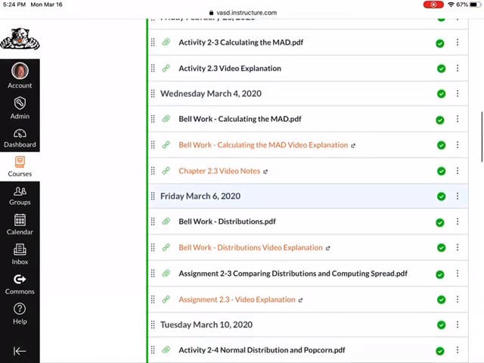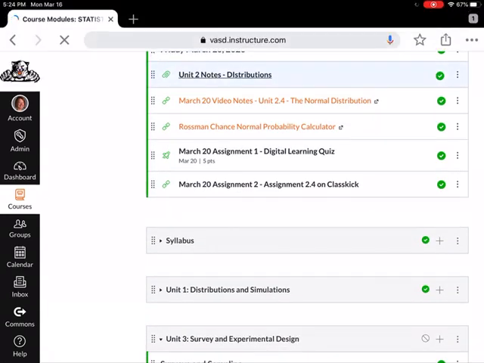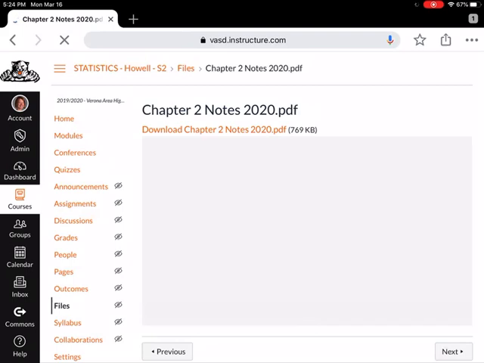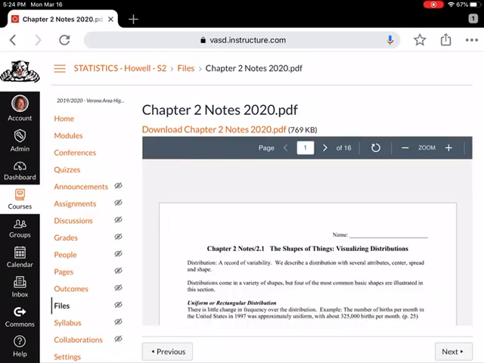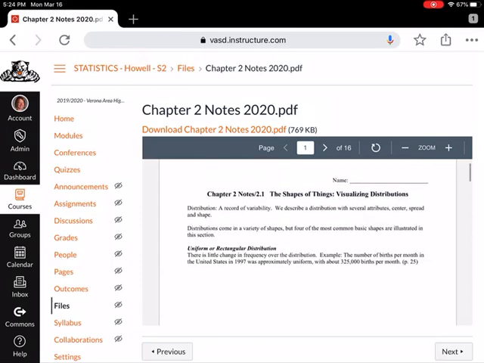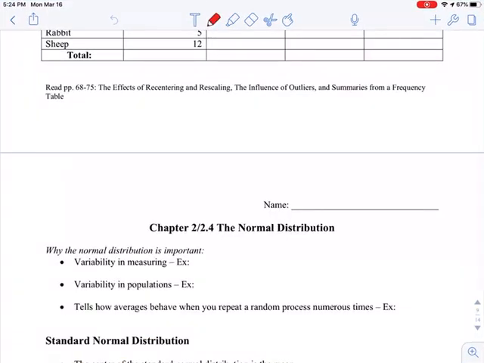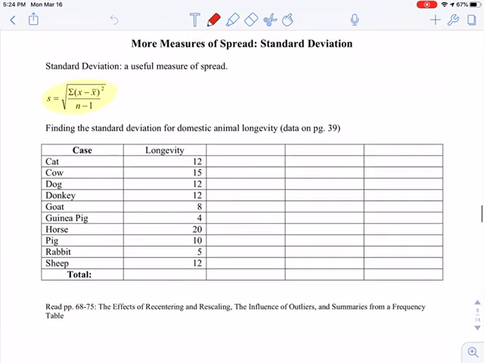Okay, so what I'm going to do next is scroll back down to the bottom of the page and find our notes. If you would like to download these and follow along with me, you may. These are our Chapter 2 notes. And I'm actually going to switch over to Notability, and I'm going to talk about these notes.